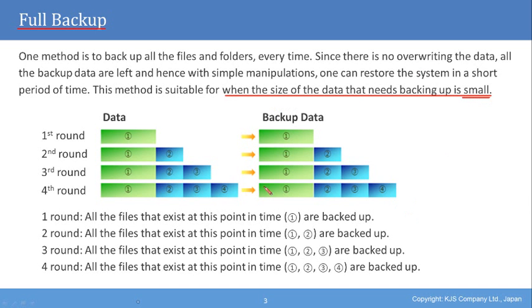We have a diagram here. Now the first round, all the files that exist at this point in time, and it is the one with the circle here, gets backed up. In round 2, when you have a little bit more data, all the files that exist at this point in time, again, get backed up. So you're copying the first set of data as well in your second round of backup. And again, when you have more data in your third round, you've got 3 lots of data here, you back them all up also. So each time, each round of backup, you fully back up.